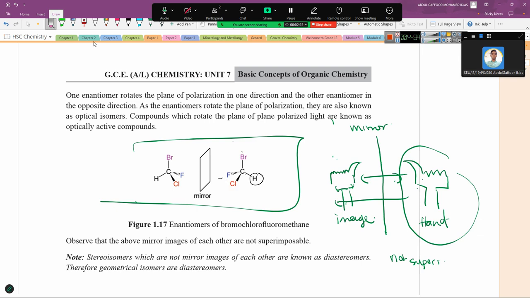Can you check it? So this chlorine and this chlorine, can they overlap each other? If you bring this here, this bromine and this bromine can overlap, but this chlorine or fluorine cannot overlap, right? So even if you have some imaginary power, they are not superimposable. So they are called stereoisomers, right?